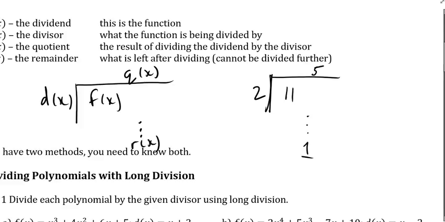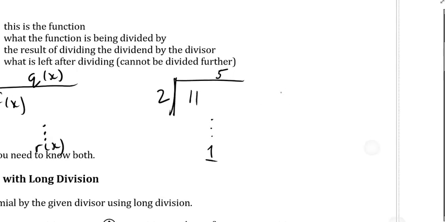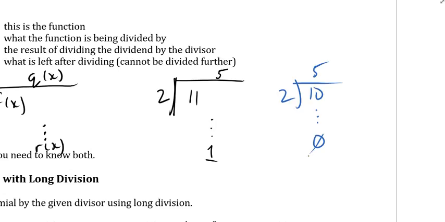What does that tell us? It tells us 2 does not go into 11 evenly. 2 is not a factor of 11. Right? Does that make sense to you? You understand what I'm saying? What if I did 10 divided by 2? How many times does 2 go into 10? 5 times, remainder 0. 2 is a factor of 10. It goes into 10 evenly. Does that make sense?